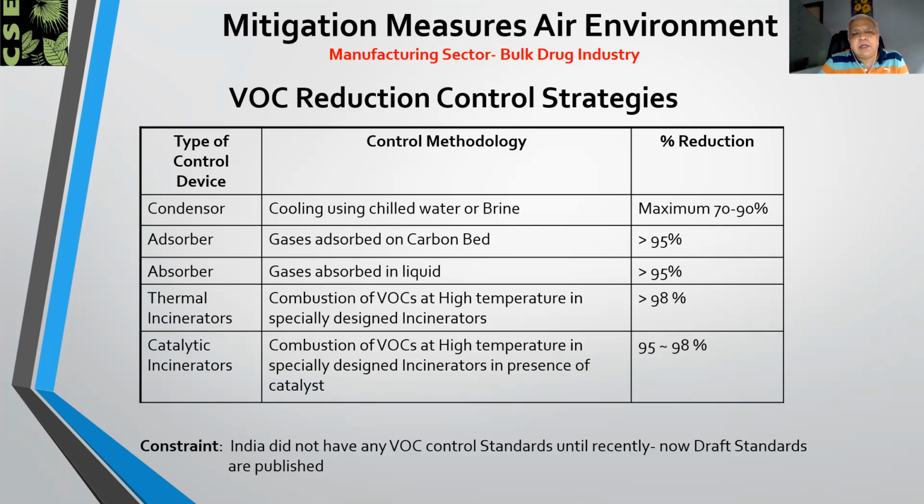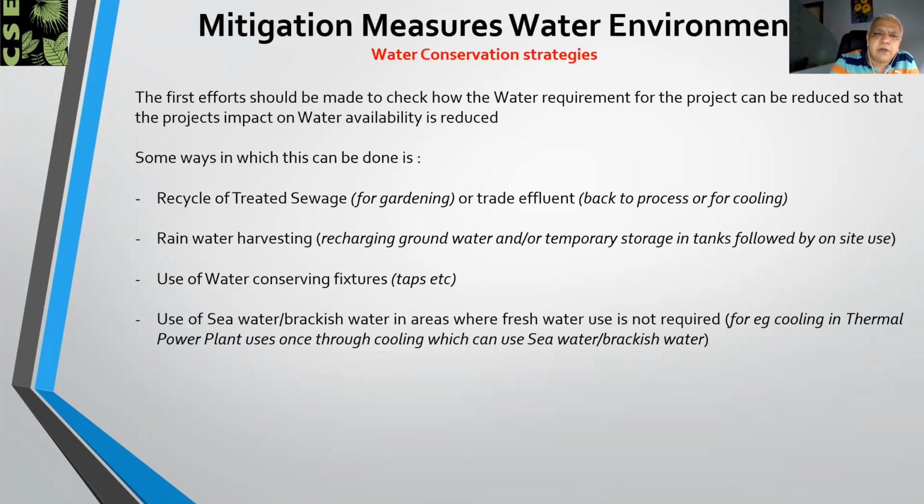Thermal incineration: it is quite possible that we can divert the process vapor vents which are generated to an incinerator, which may be a thermal incinerator or a catalytic incinerator. Thermal incinerators have the highest efficiency, of about 98%. But one constraint today is that we do not have VOC control standards as of now. Draft standards have been issued by the CPCB and are under finalization, under discussion.